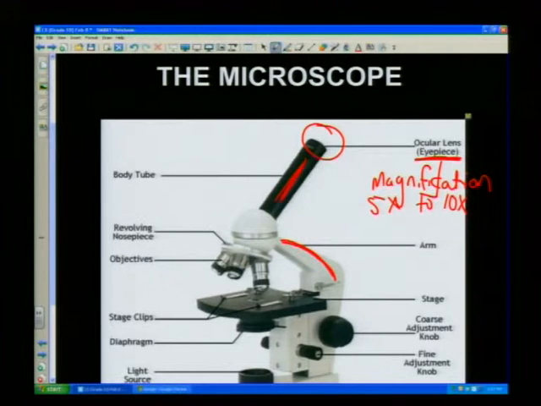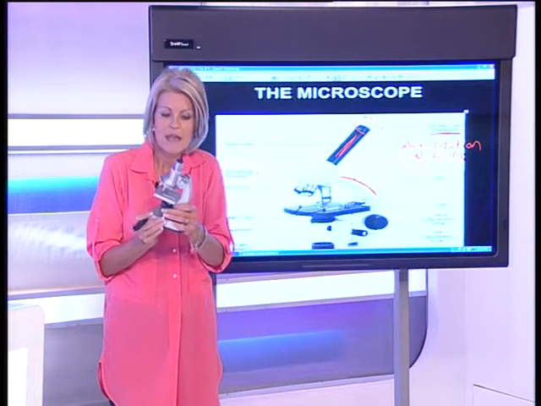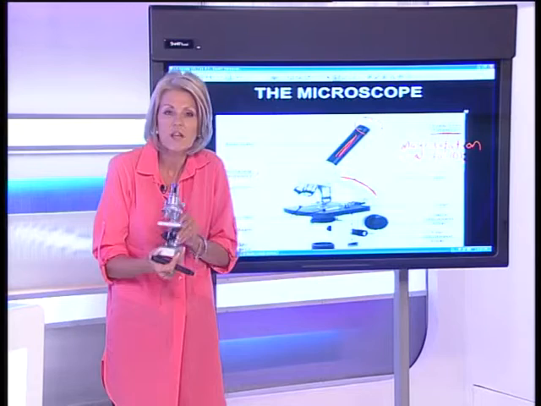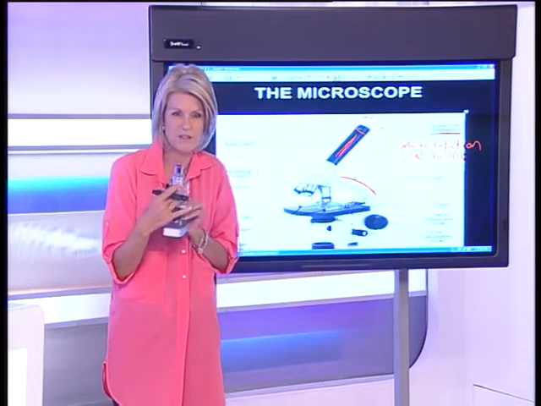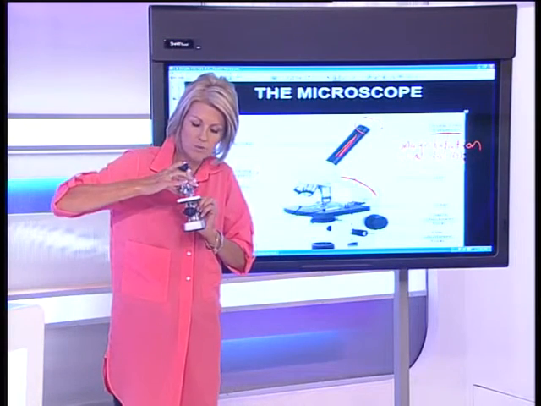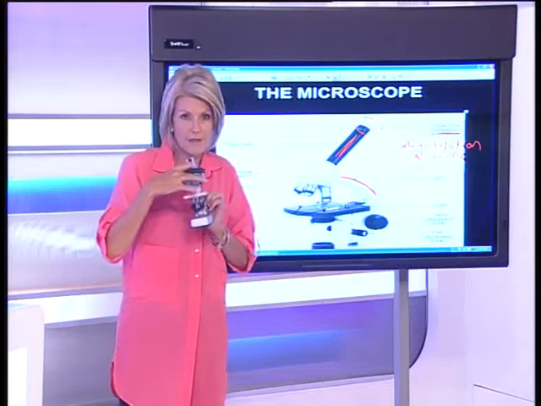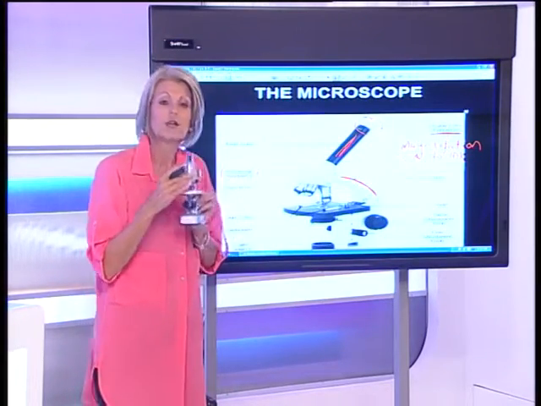And then we have a revolving nose piece. Okay? Now the reason it's called a revolving nose piece is because when you are looking into the microscope, it's pretty much where your nose is going to be. So it's easy to remember to move this little wheel around like that. So it is the revolving, meaning turning, nose piece.